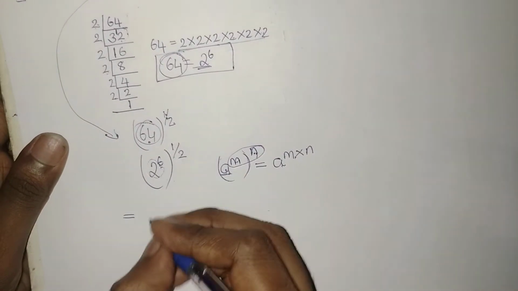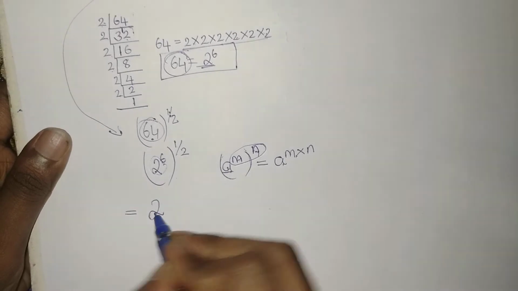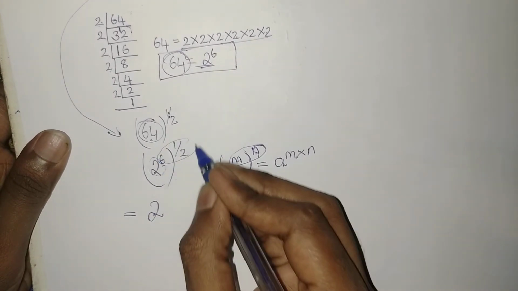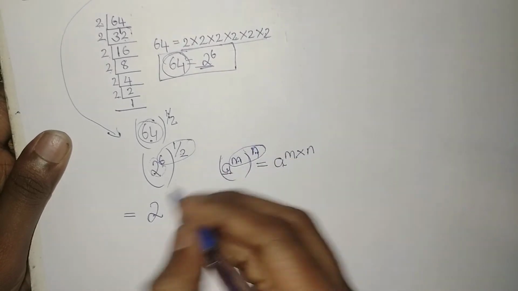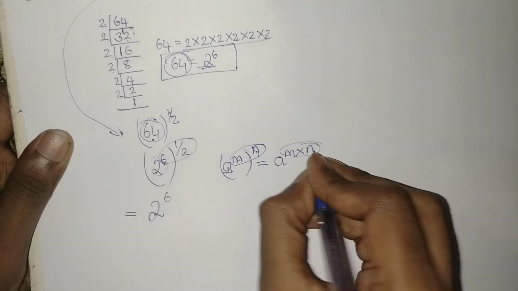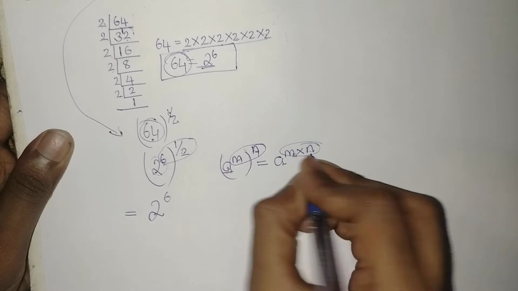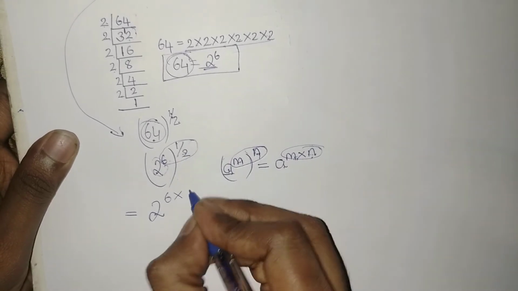So similarly, 2 is the base, which I am writing as it is. We have two exponents, m is 6, correct? n is 1 by 2. So according to the law of exponent, I will be multiplying those two exponents. So 6 and 1 by 2, you just multiply.